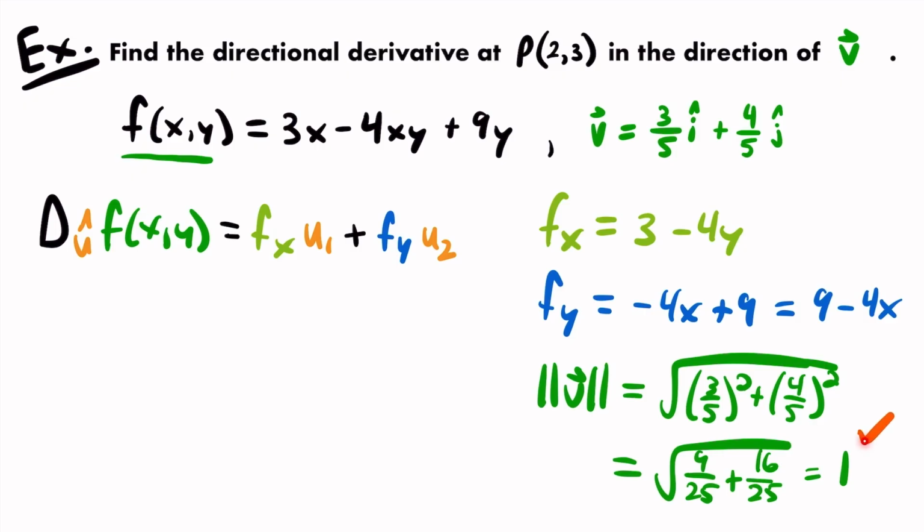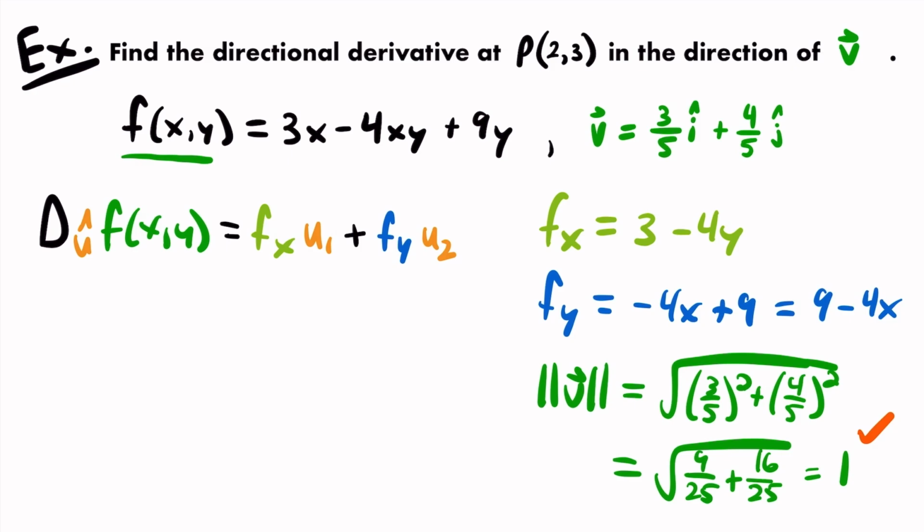That's what we want. That means that this vector is a unit vector. We don't have to change anything here. We can actually use these components as our values of u1 and u2 in this formula. So that worked out pretty nicely in this case, but that will not always happen. The vector that you've been given will not always be a unit vector.